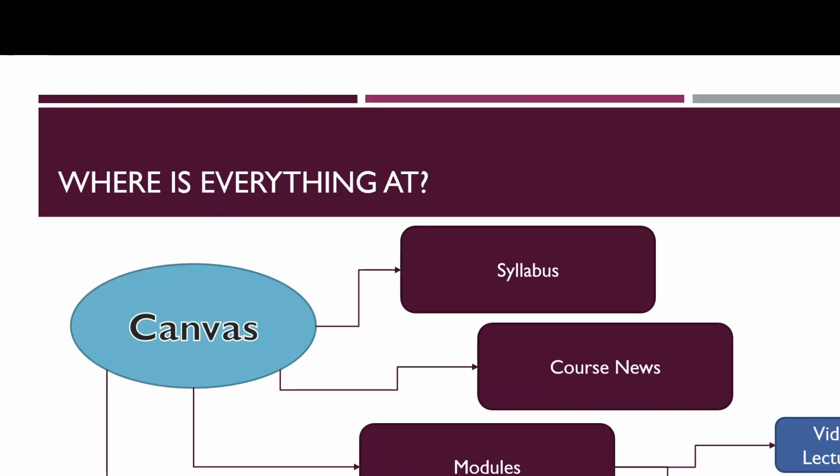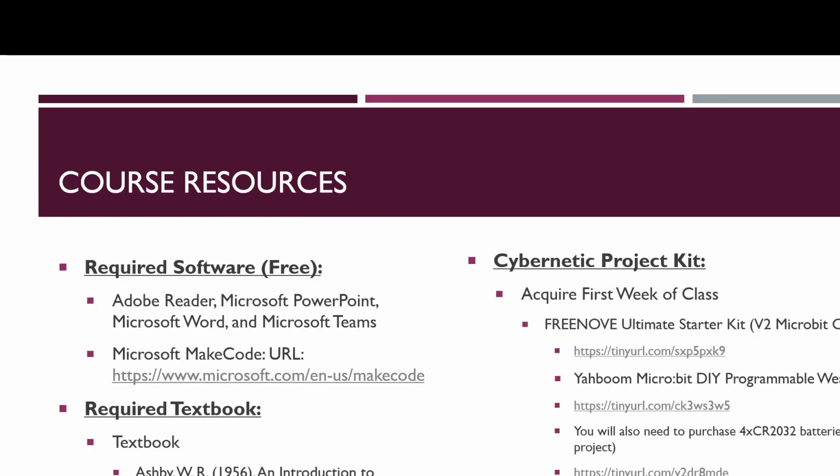Okay, so we talked about the syllabus, talked about the course news, we talked about the modules and the course files. So we went through that. This is just a visual of that. We're going to be, of course, running everything through Canvas. Course resources. This is required software. Of course, you need Adobe, PowerPoint, Word, Teams.